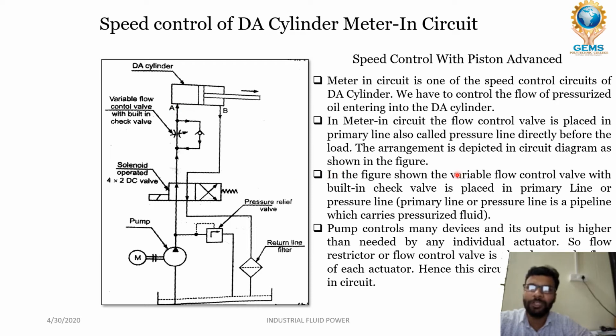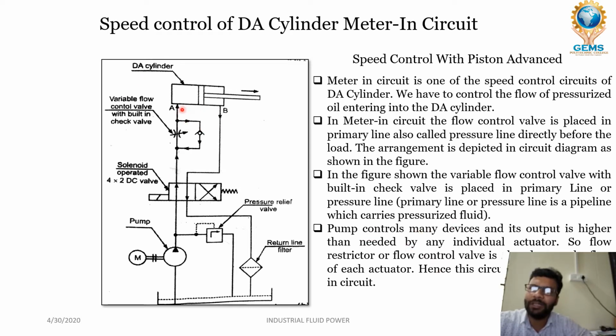In the figure shown, the variable flow control valve with built-in check valve is placed in the primary line or pressure line. So this variable flow control valve with built-in check valve, this is the check valve, is placed in the primary line. Okay. So now the pump controls.